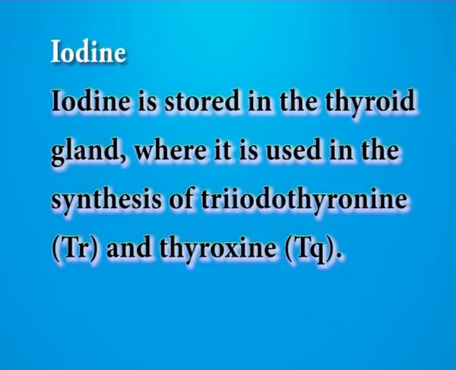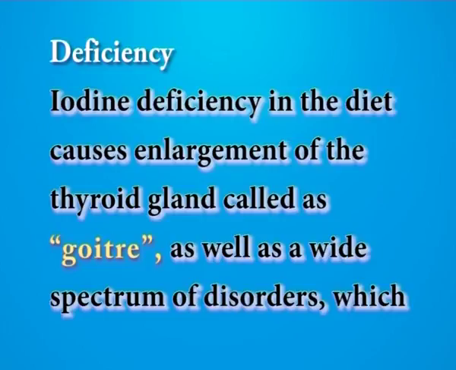Iodine is stored in the thyroid gland where it is used in the synthesis of triiodothyronine and thyroxine. Uptake of iodide ions by the thyroid cells may be inhibited by goitrogens. Goitrogens are substances that exist naturally in foods. Thyroid hormone is degraded in target cells and the liver, and the iodine is highly conserved under normal conditions. Deficiency.